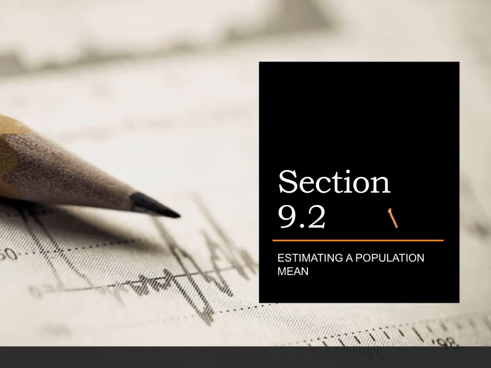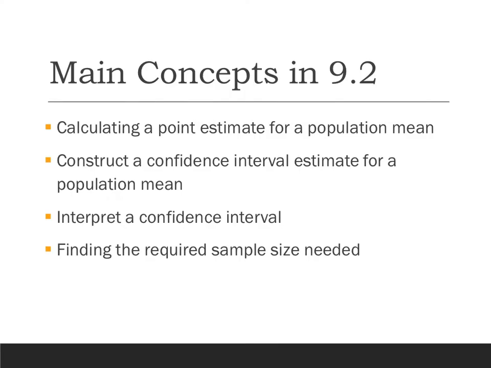This is part 2 of estimating a population mean. Alright, so in our last video, we talked about calculating a point estimate for the population mean. We said that was simply our sample mean. That is our best point estimate for estimating the population mean.